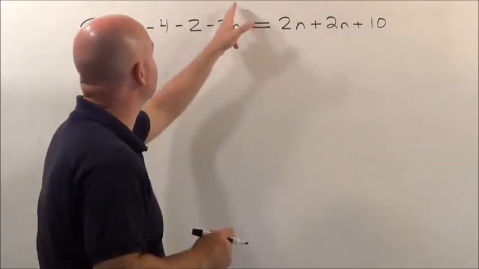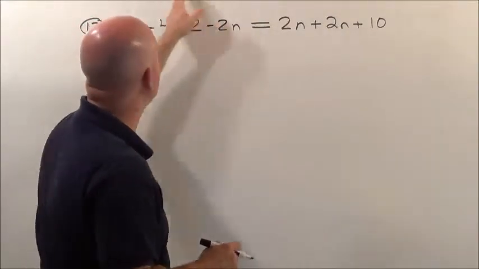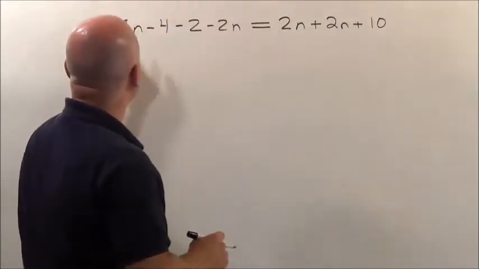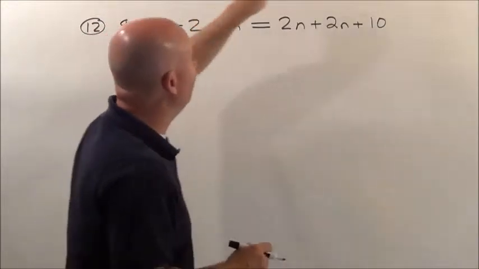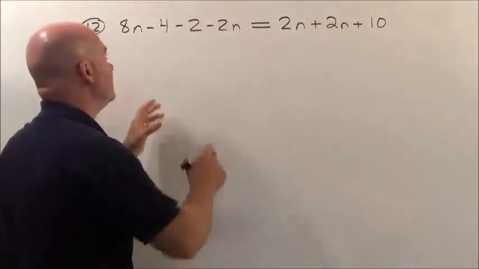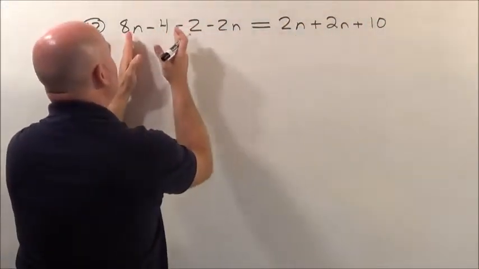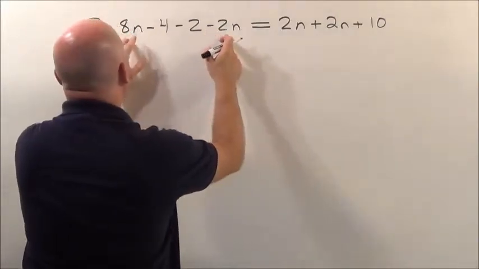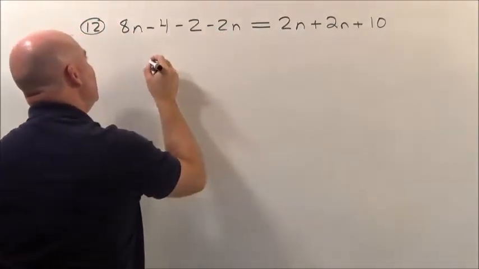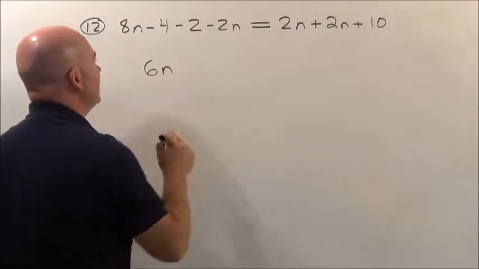So the first thing is I'm going to see what can be combined. What on this side can be put together as one before something else is moved. So I look at 8n, take away 2n. If you have 8 n's, you take away 2 n's, that very obviously leaves you with 6 n's.